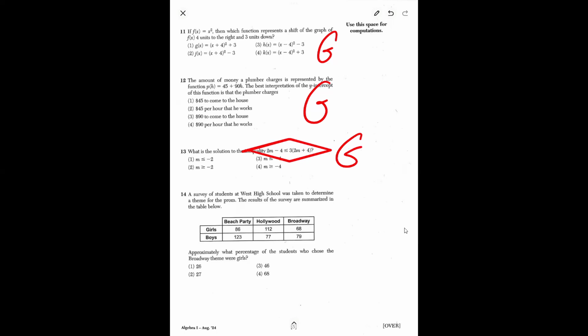Number 14 is the two-way table. We can't graph that. We can graph it if we set up an equation, but you don't necessarily need to set up an equation for that. Number 15. Nope.